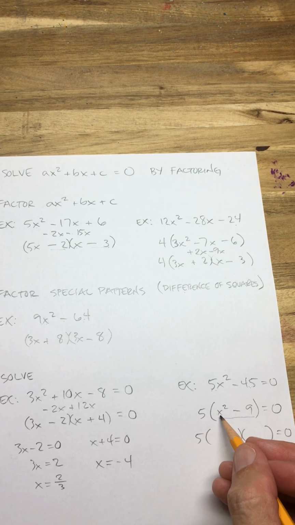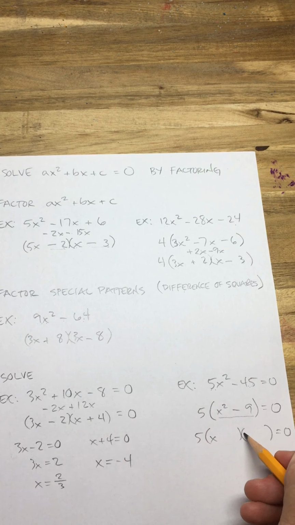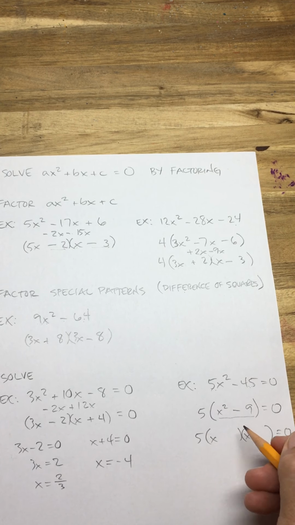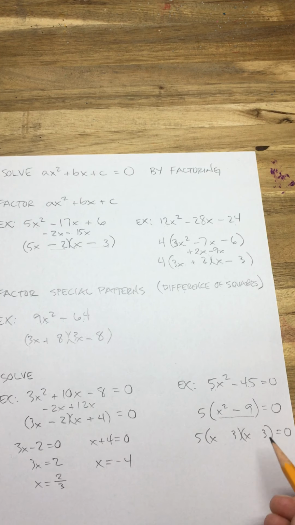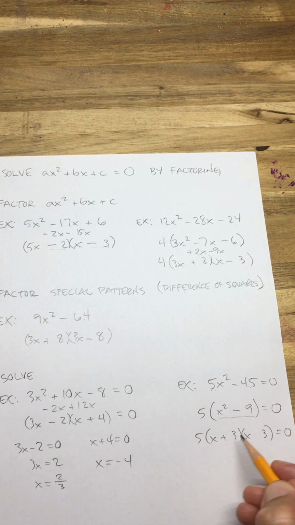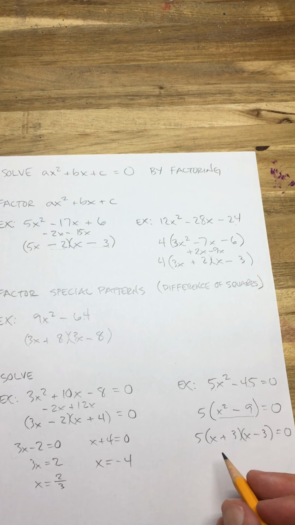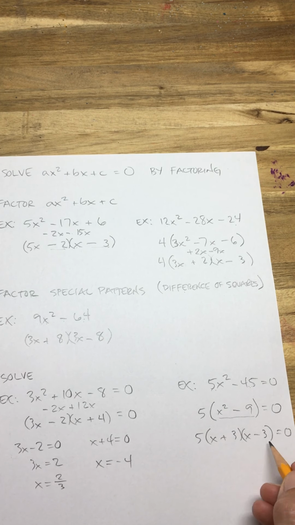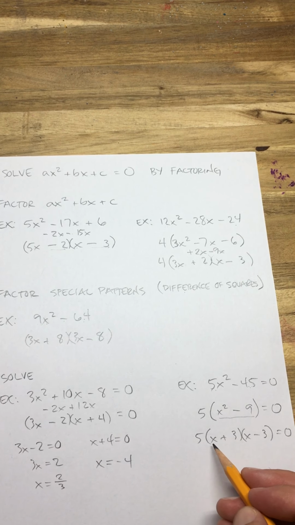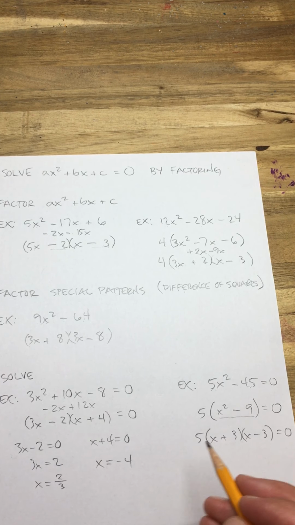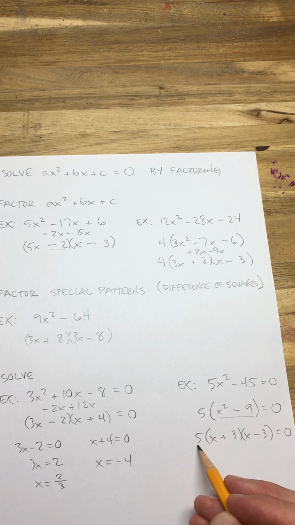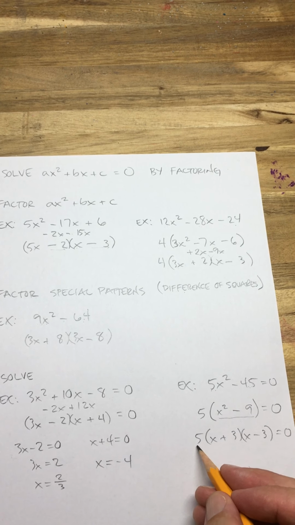And now, what times what gives you x squared? X. What times what gives you 9? 3, okay? And what goes in the middle? 1 plus, 1 minus, okay? Now we have this times this equals 0. Remember, if something times something equals 0, then one of the things has to be 0, right? So either this has to be 0 or this has to be 0. This 5 doesn't matter because it's not 0, okay? So here we go. Just ignore the 5.